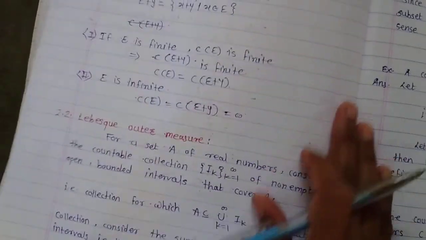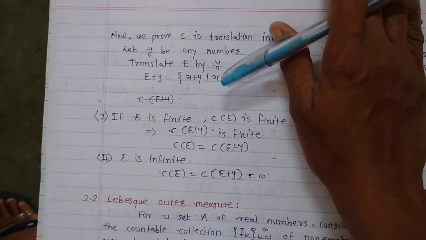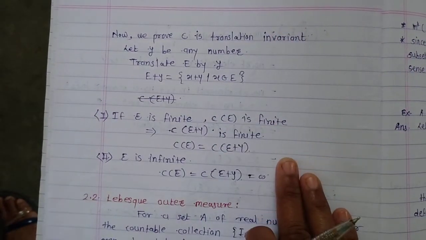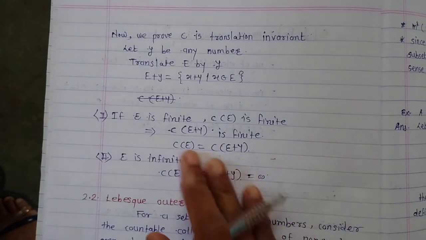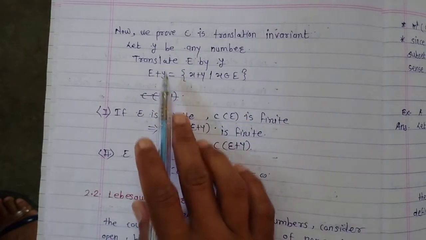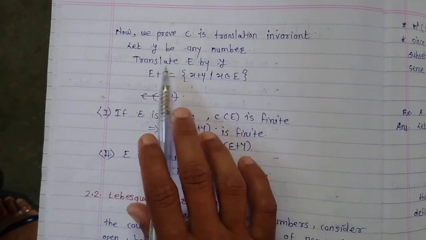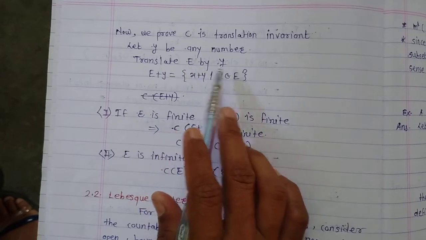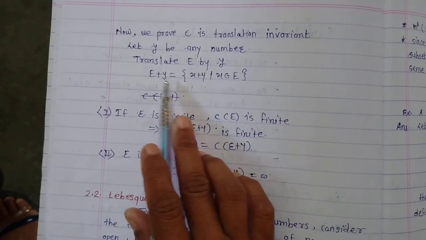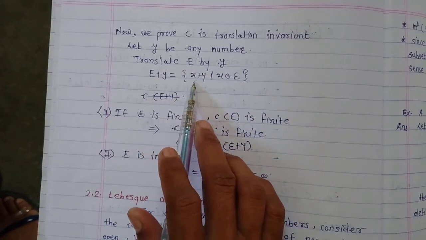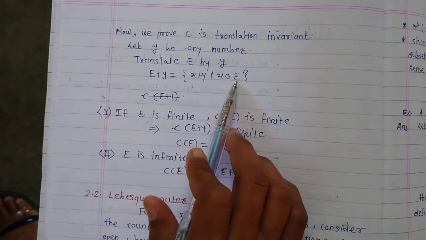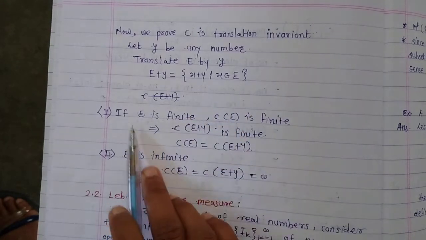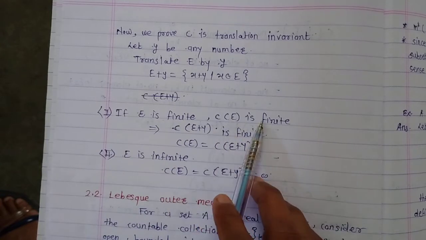Now see, the function C is translation invariant. We have to show the function C is translation invariant. Let y be any number, then translate E by y. We have to translate the set E by y. So it is written as E plus y, which is equal to the set of x plus y such that x belongs to E. So if E is finite, then C of E is also finite.